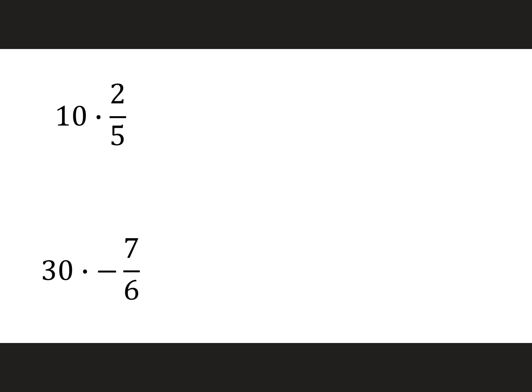I've got two different ways I can look at this. First of all, I can just multiply across the top. 10 times 2 is 20. 1 times 5 is 5. 20 divided by 5 is a 4. Alrighty. Next one. I could simplify before I multiply, which is actually a really good idea.